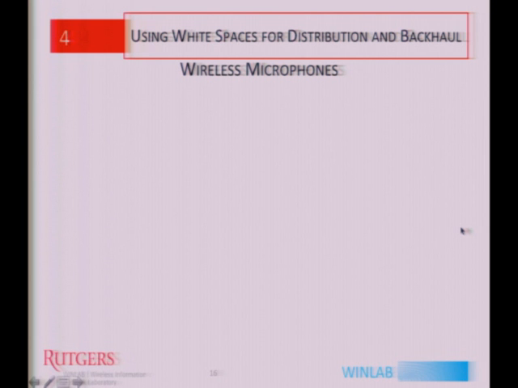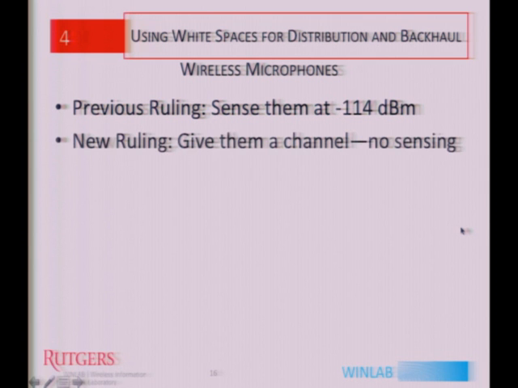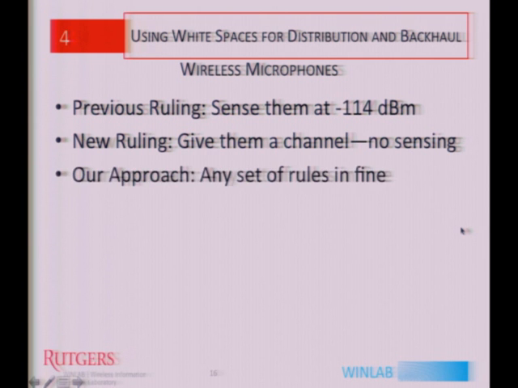And next we want to talk about wireless microphones. Although we know that the new sets of rules do not actually concern themselves with wireless microphones, they basically have channels available, and this is not considered in the new rulings, but it's interesting to see how it affects our system, so we just had it there. The previous ruling says that we have to sense these wireless microphones or any low power devices at minus 114 dBm. And the new ruling says just give them one of those 36 or 38 channels and just forget about it. Our approach is basically whatever the rules are, this system can still survive.